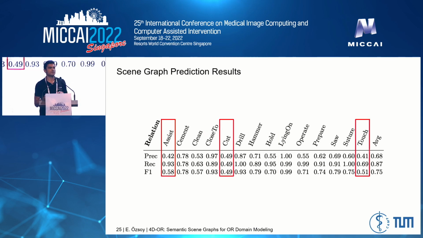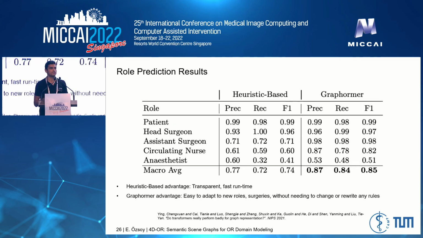And here I want to specifically point out cutting and touching, which can be quite easy to confuse with each other, because if you think about it, the main difference is whether the surgeon is holding a very small scalpel in his hand or not, and this can be hard to understand from images. So actually, if you look at the confusion matrix, you would see that they are getting mixed up with each other.